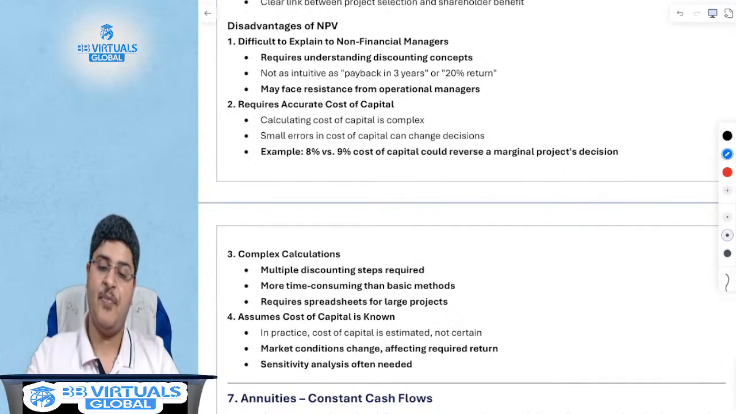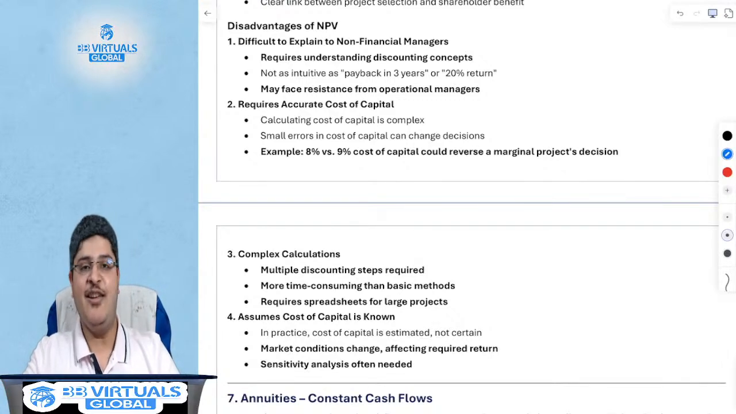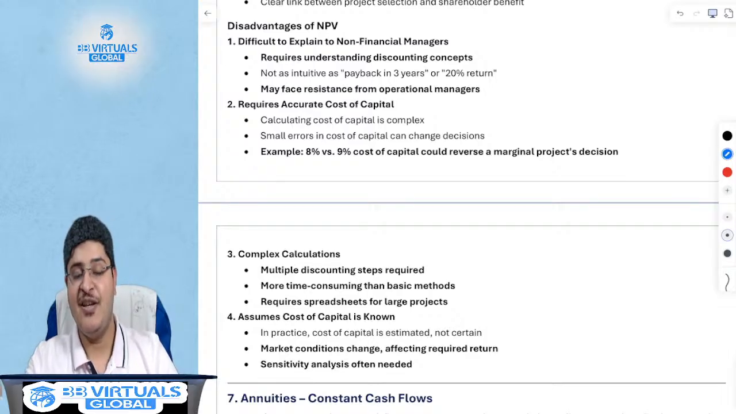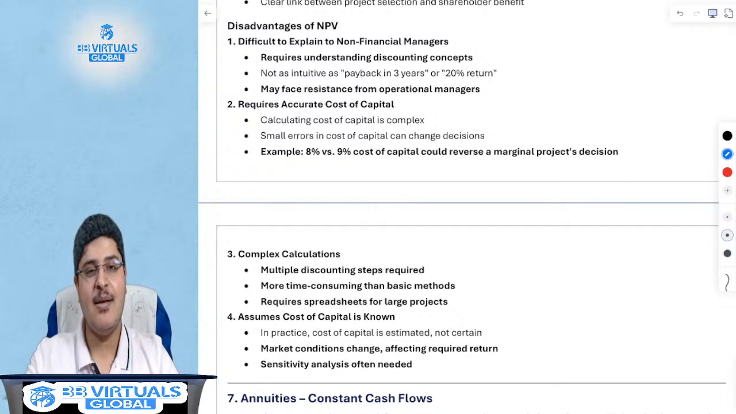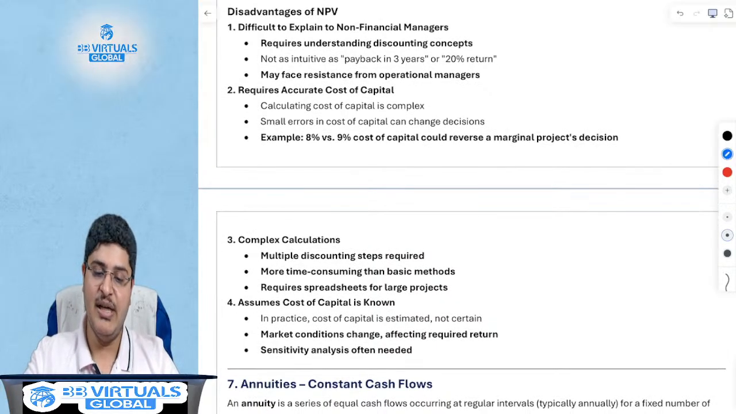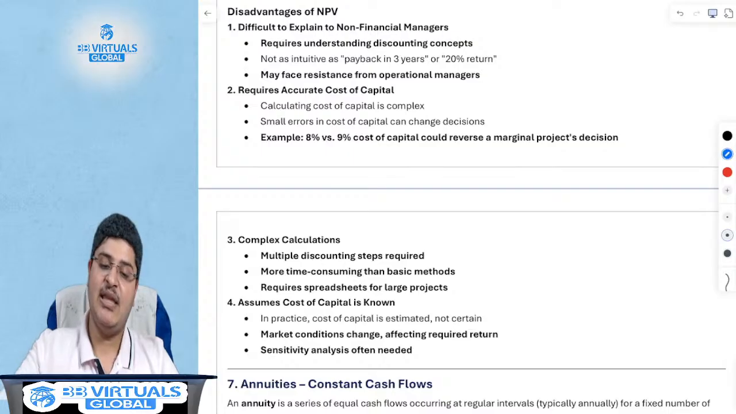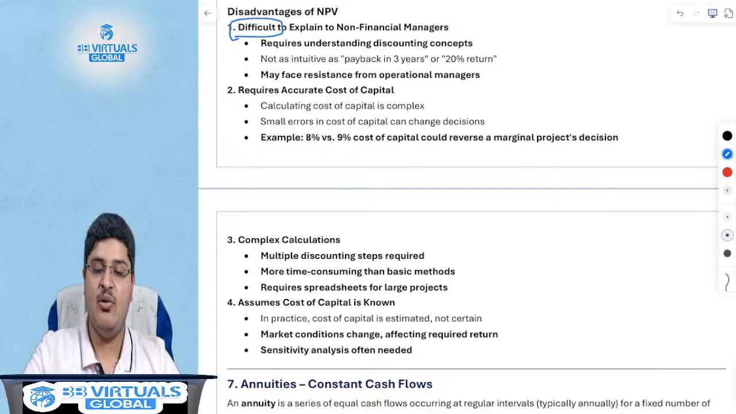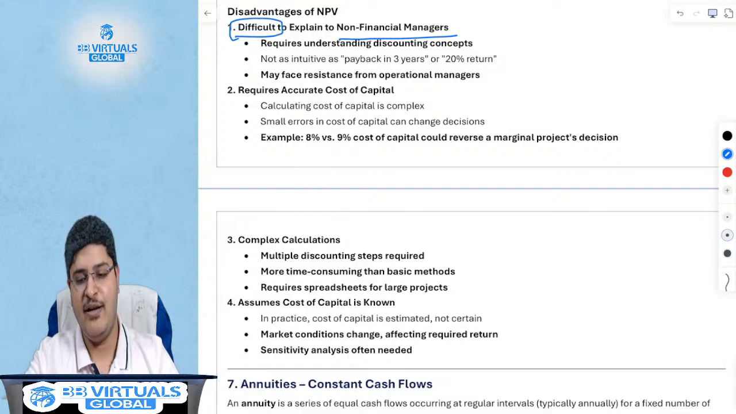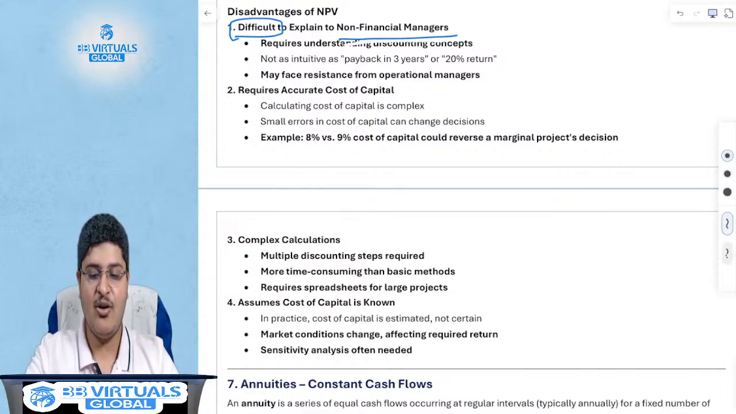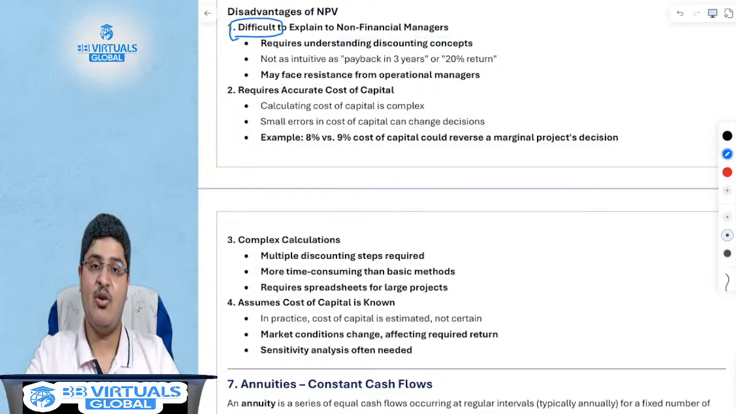Disadvantages of NPV. Of course, everything in life has advantages and disadvantages. You are liked by your parents, but there is always something that is missing, and there is always some or the other thing that your parents keep telling you that you need to improve. Similarly, every method, including the one that is the best suited for making investment appraisals, also has a disadvantage: it is difficult to explain to non-financial managers. But my students will not find it difficult, because we've clearly done the examples in the class, and we have also studied the concept very well conceptually.